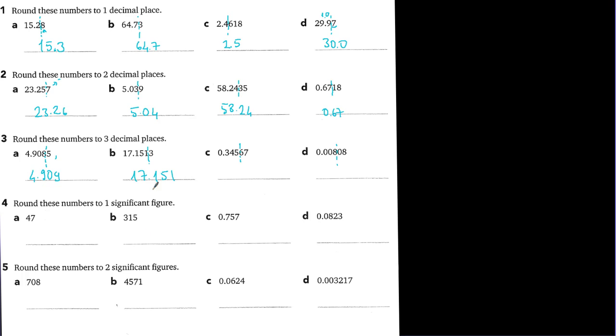Round these numbers to 1 significant figure. If you remember, there are 2 conditions here. The first, the significant figures start with non-zero numbers. So here the first significant figure is 4. Here it is 3. Here it is 7. So the non-zero number is 7, this is the first significant figure. Here also this is the first significant figure. So the 8 is the significant figure, and it is asking to round these numbers to 1 significant figure.